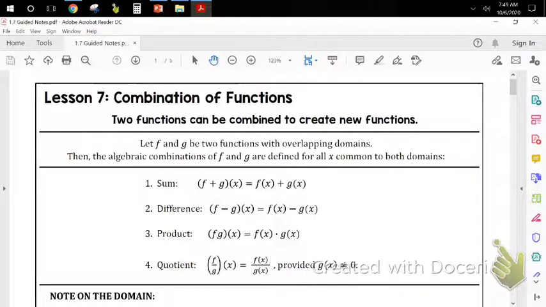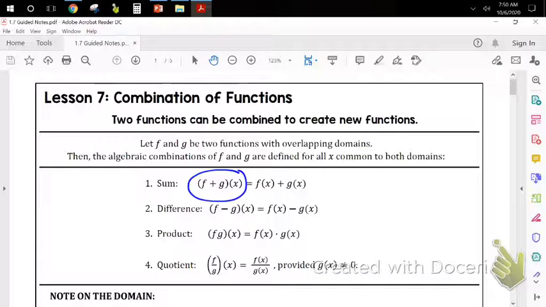If you see f plus g with respect to x, that's the same thing as taking f of x and adding g of x to it. The difference, f minus g with respect to x, is equal to f of x minus g of x. And then the product, f times g with respect to x, means we're going to take f of x and multiply it by g of x. And then the quotient, f divided by g with respect to x, means we're going to take f of x divided by g of x. And also remember, though, g of x cannot equal 0 because we can't have 0 in the bottom of the fraction.